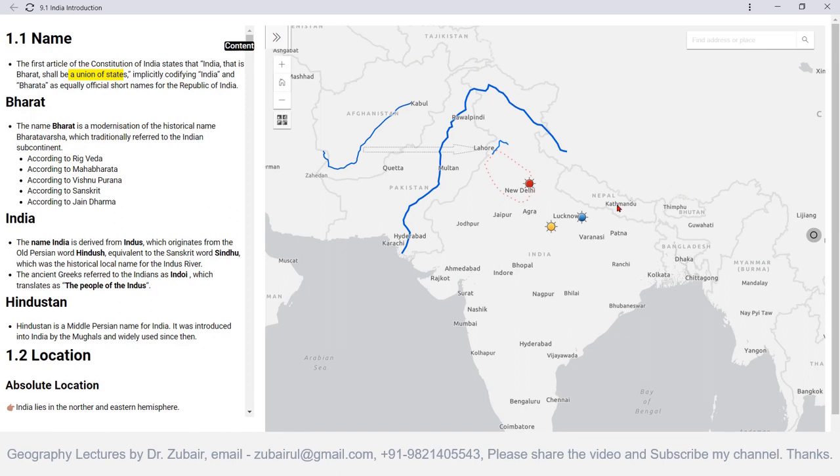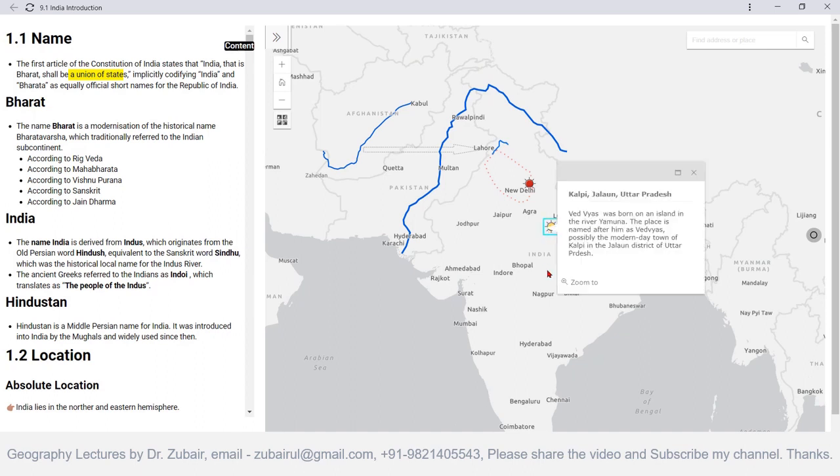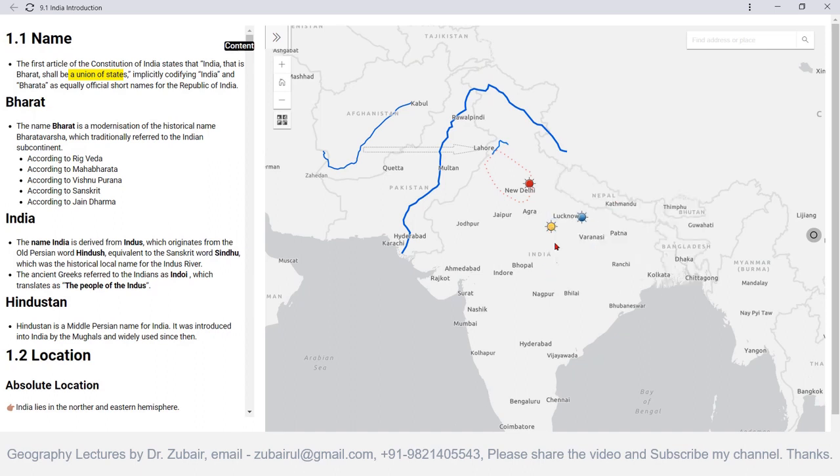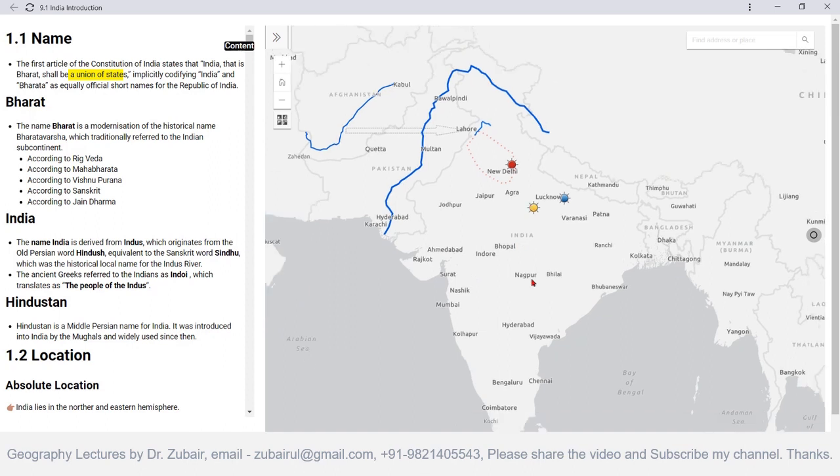According to the Vishnu Puran, written by Ved Vyas, who was living in Kalpi, Jalaun, Uttar Pradesh, Bharat is a country in between the Himalayas and the Indian Ocean. So this was the extent of Bharat.